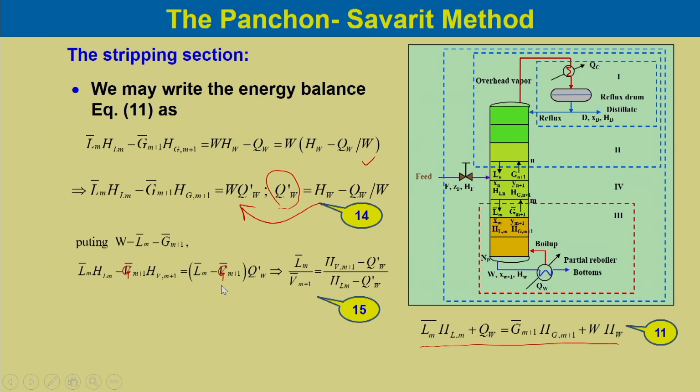So, this would be, instead of V bar, it would be G m plus 1 bar. So, we can write G LM bar by G m plus 1 bar would be equal to HV HG m plus 1 minus QW dash divided by HLM minus QW dash. So, this is equation 15.